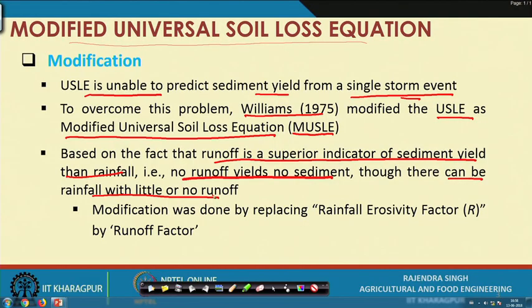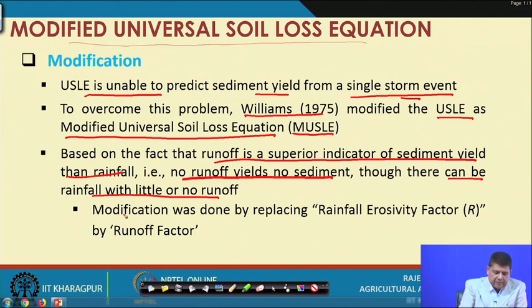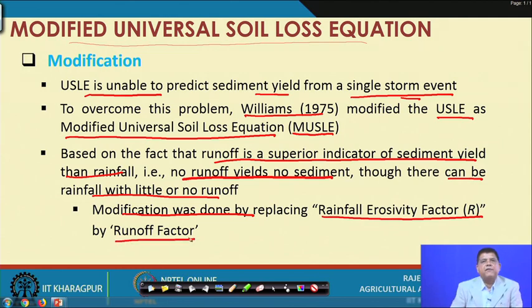So, based on this very fact, Williams proposed that runoff is a superior indicator of sediment yield, and that is why he modified USLE by replacing the rainfall erosivity index or rainfall erosivity factor with a runoff factor. That is the major modification. One of the major components, the rainfall erosivity factor R, which we saw in the previous class how to estimate, is replaced in the modified universal soil loss equation by a runoff factor.